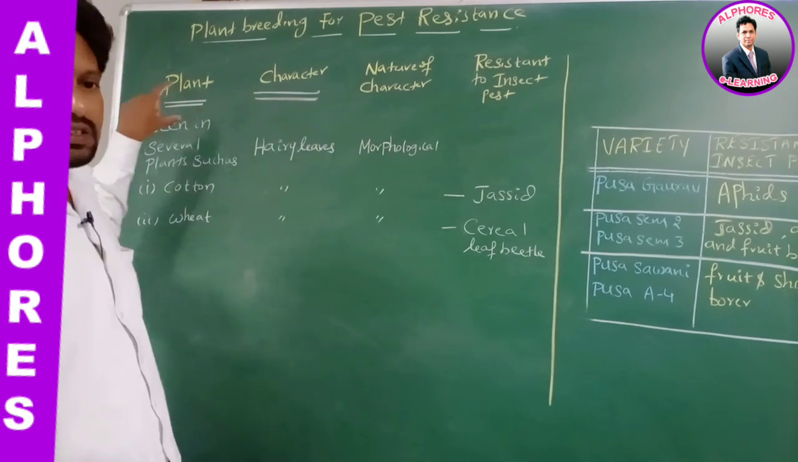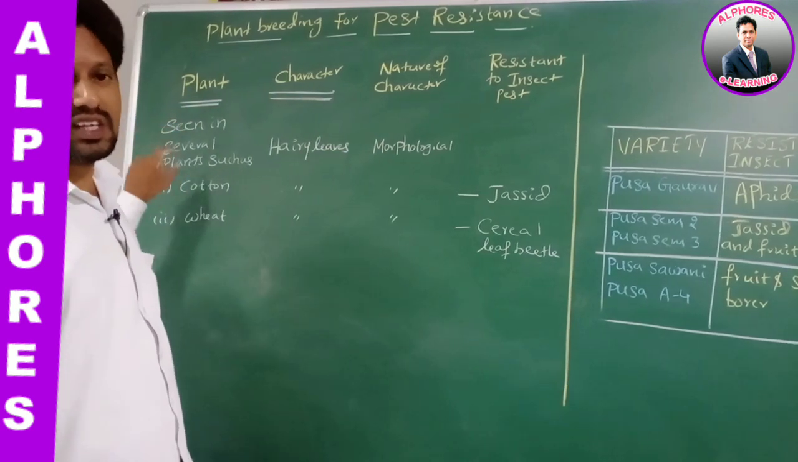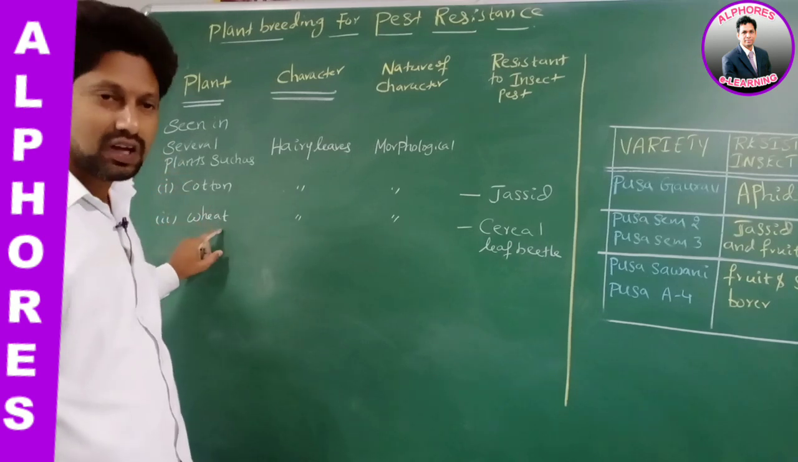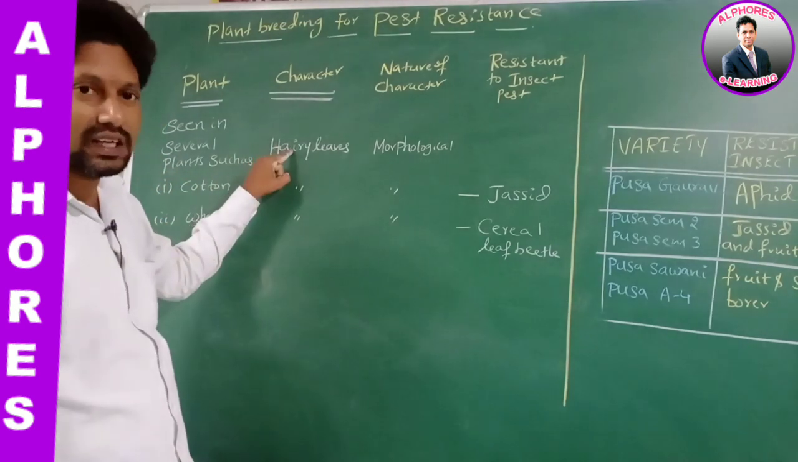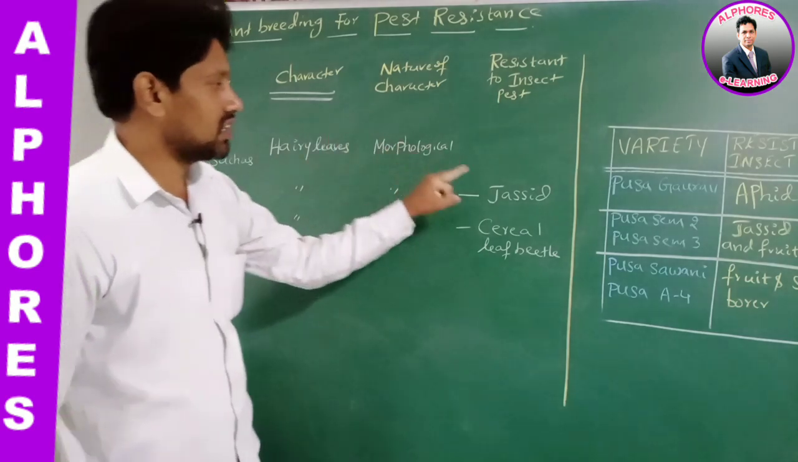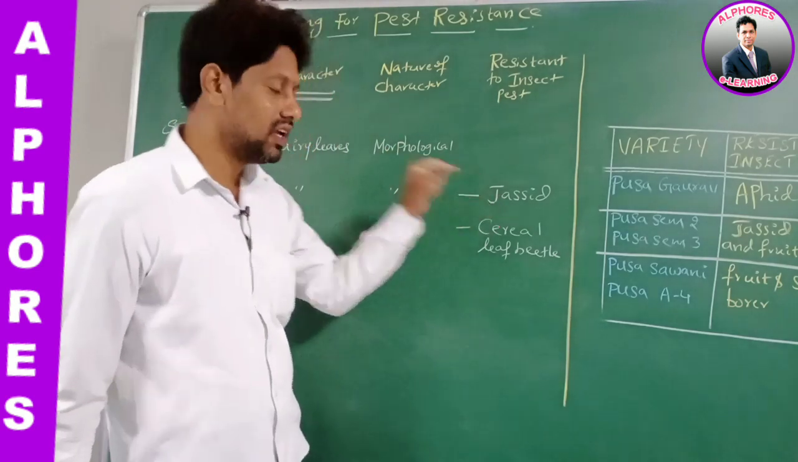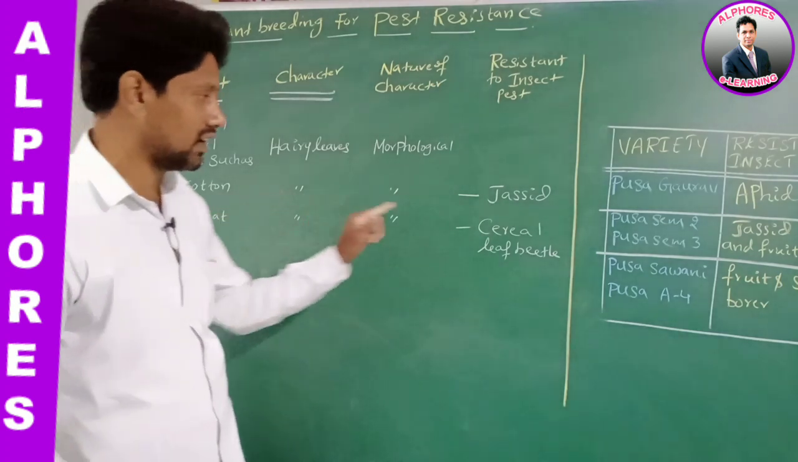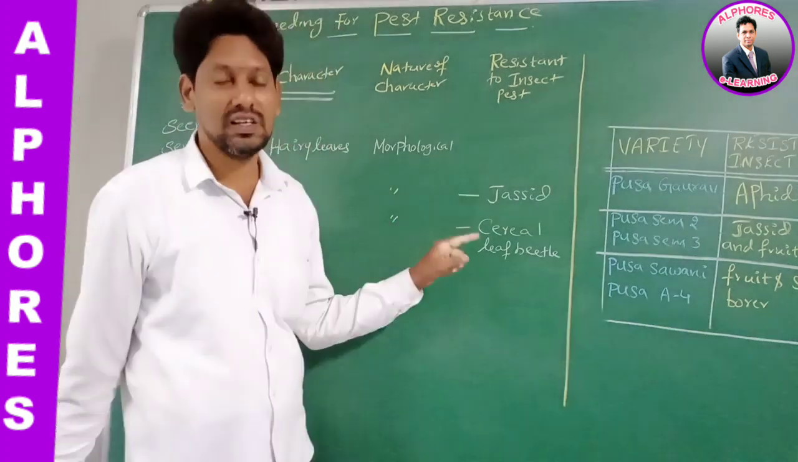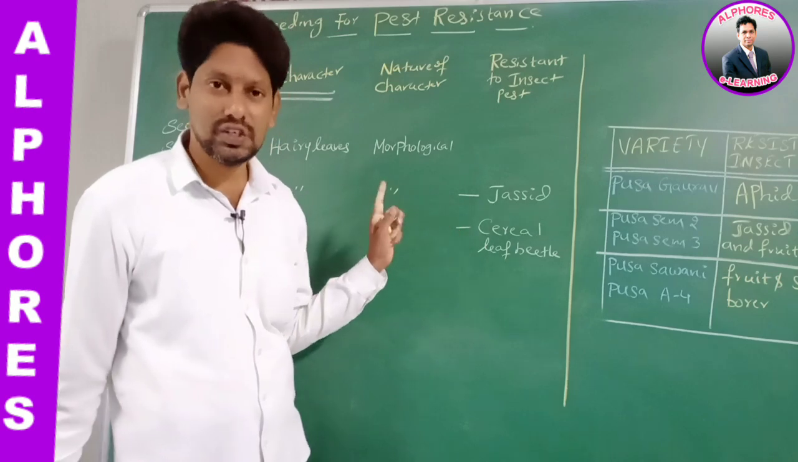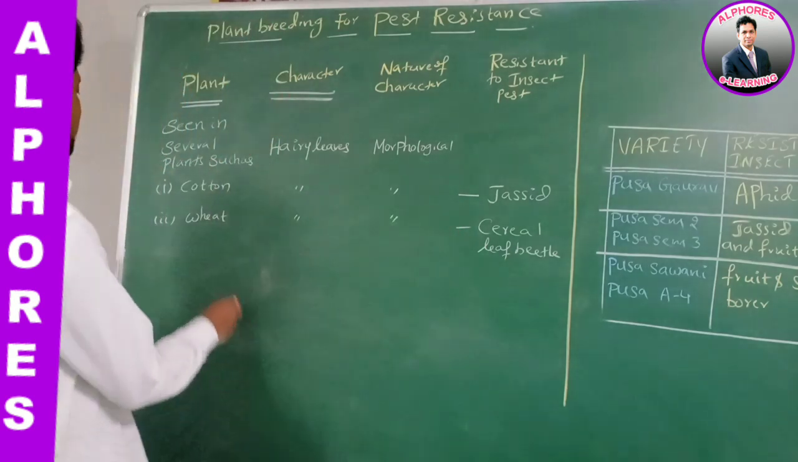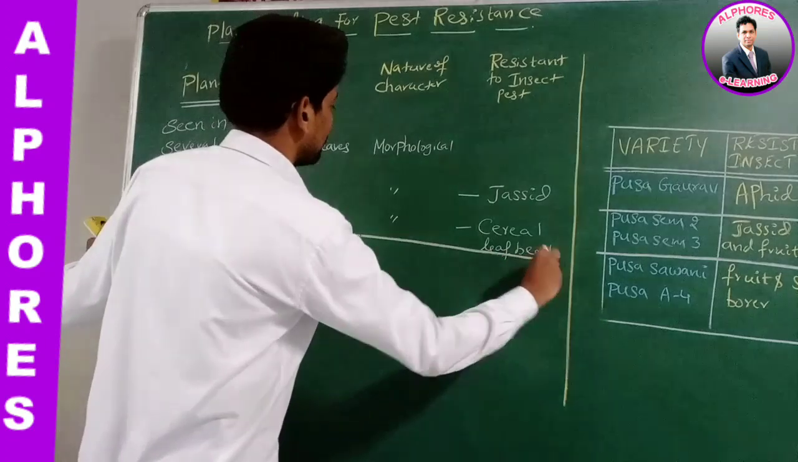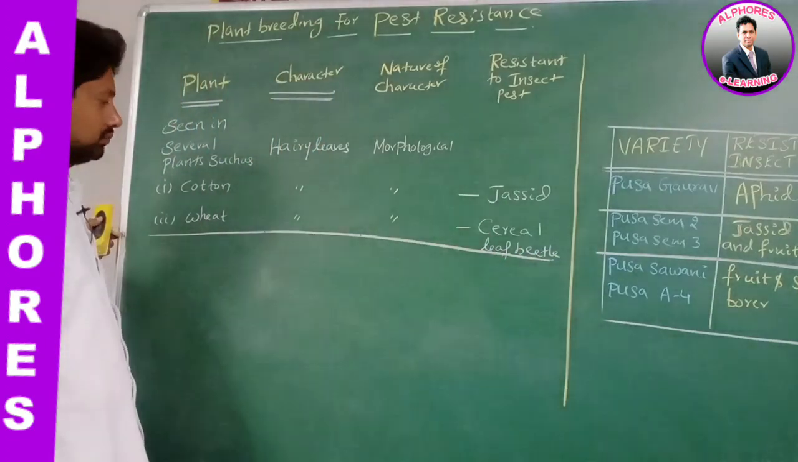Hairy leaves are a morphological character present in several plants such as cotton and wheat. Due to the presence of hairy leaves, cotton became resistant for jassid pest. Due to the presence of hairy leaves, wheat became resistant for cereal leaf beetle. Is it okay? Now go for the next character. What is the next character?